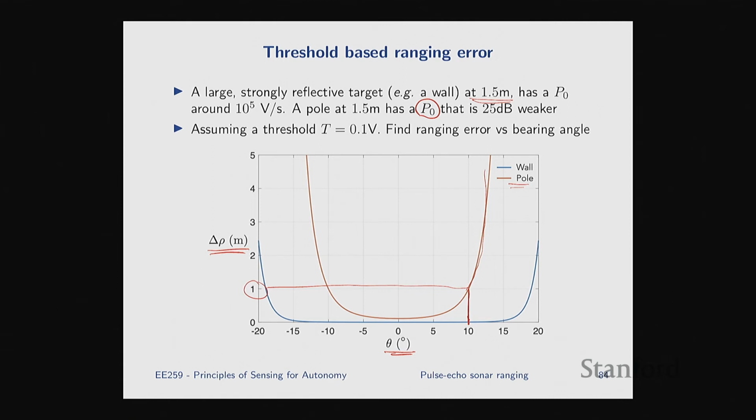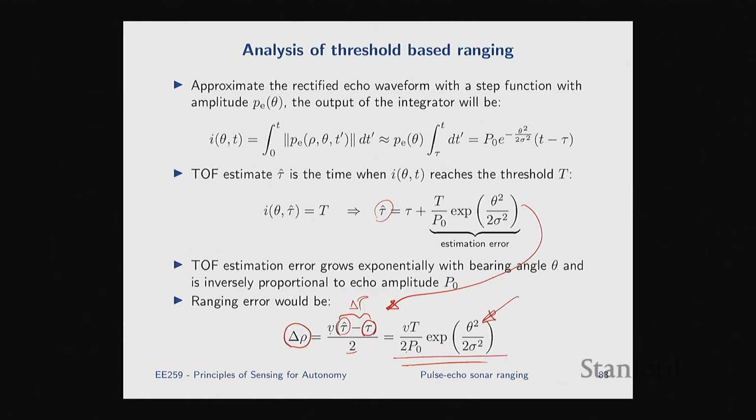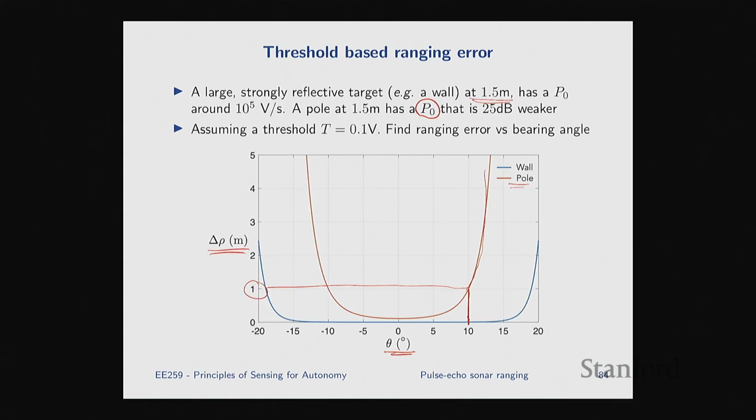For targets that have a high reflectivity, it's not as bad, right? And again, why is it not as bad? Because of this 1 over P0 term in the error term. So if your P0 is large, that really limits your ranging error. And that's why for a wall, it can be at 15 degrees, and you still estimate the range pretty much correctly. It's really beyond 15 or 20 degrees that your errors for a very strong target start to blow up as a function of angle.